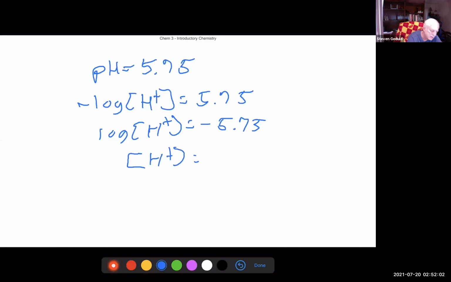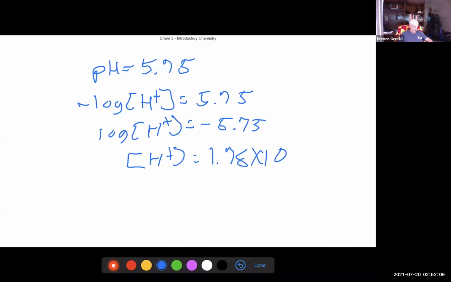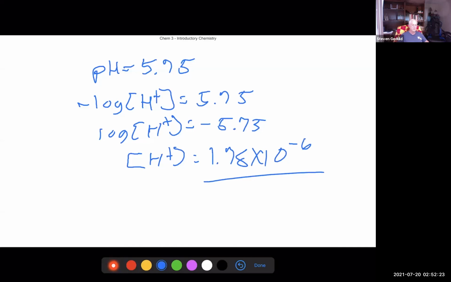1.78 times 10 to the, oops, I lost the negative sign on here. Let's see. Okay. 1, 2, 3, 4, 5, 6. Let's say 6. And from that, you can get your OH. Now you get the POH. Okay. Does that make sense?